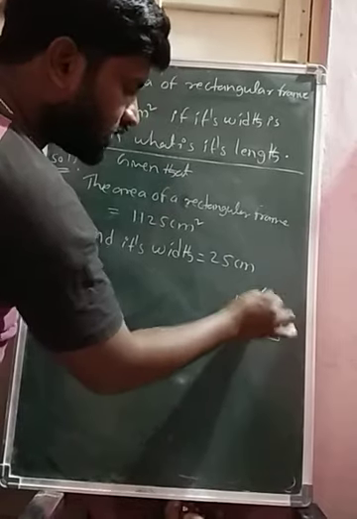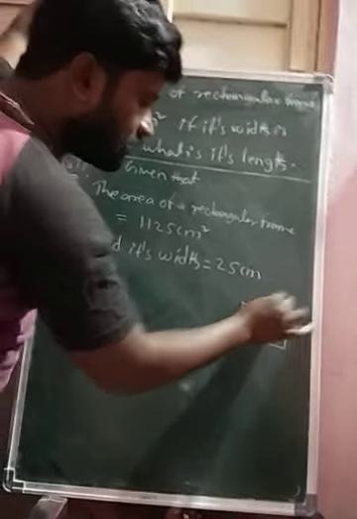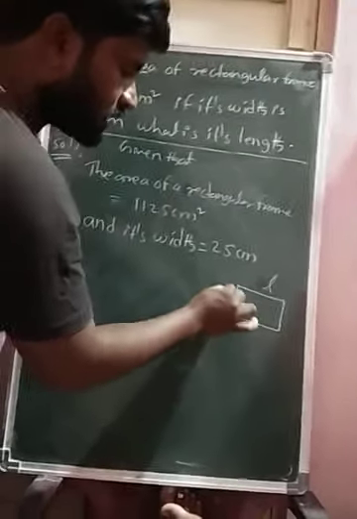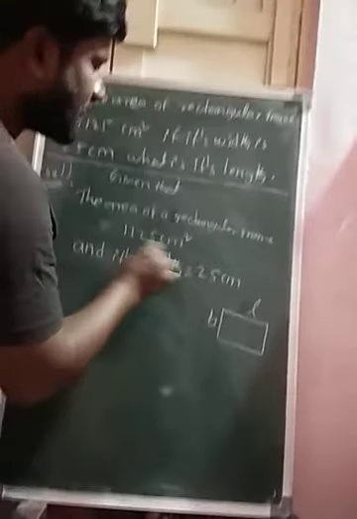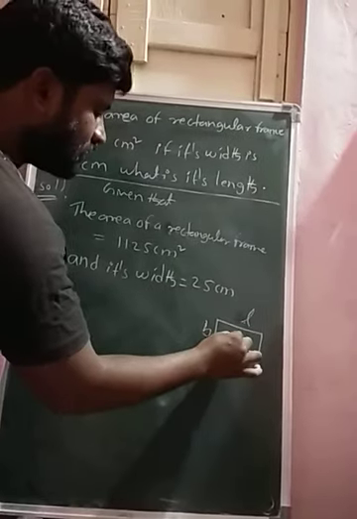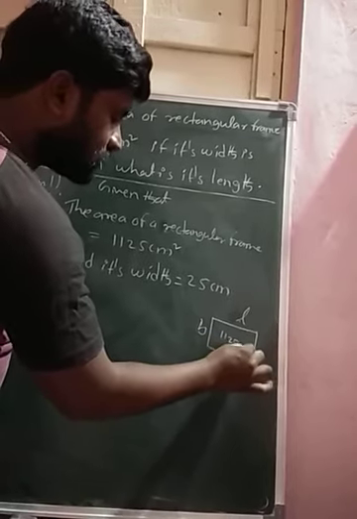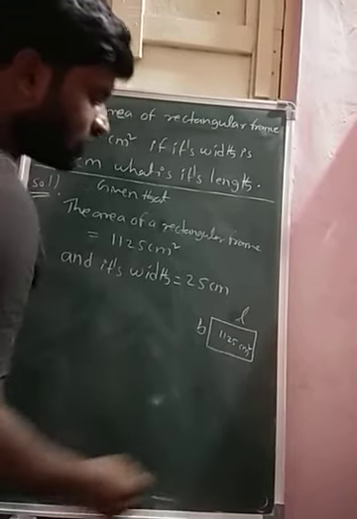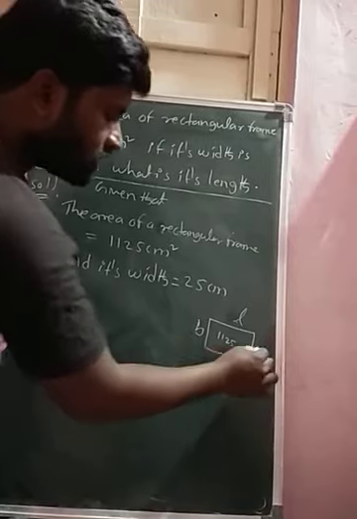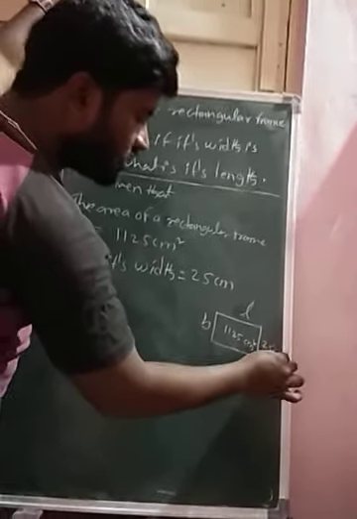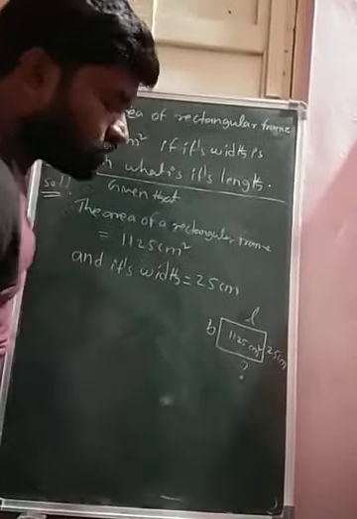We know this is the length of a rectangle, L, and this is the breadth of a rectangle. What is the given area? That is 1125 square centimeter. Here, given breadth is 25 centimeter. Length is equal to what?